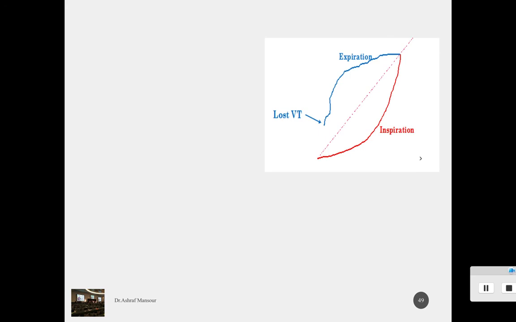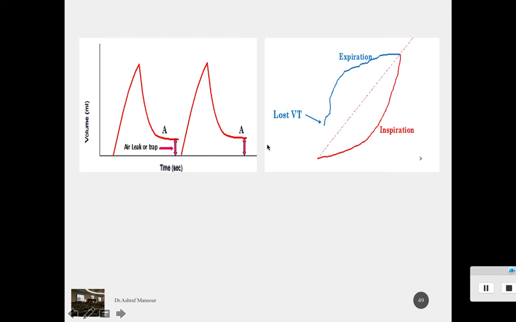What is that loop? This is the compliance loop, where here will be the volume, and here the pressure. So this is the inspiration and this is the expiration, anti-clockwise. But here the expiration didn't reach the zero. Why this gap or leak? It will appear here. This is the inspiratory volume, and the expiratory volume didn't reach the zero. Before zero, it is cut here.